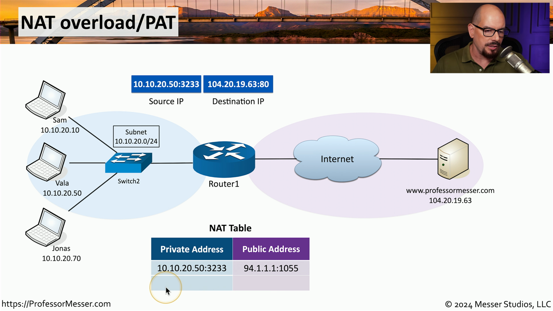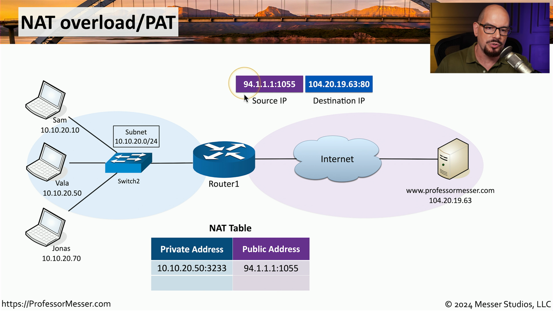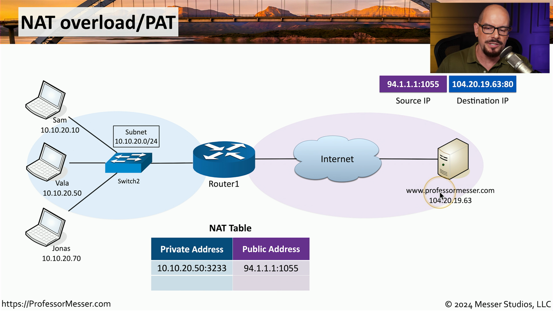You'll notice here that the private address of 10.10.20.50.3233 is converted to 94.1.1.1 with a port number of 1055. And when that translation takes place, our source IP address is now a public IP address, and that's what's received by ProfessorMesser.com. Because we're translating both the network address and the port number, other devices on this network could use the same public IP address.